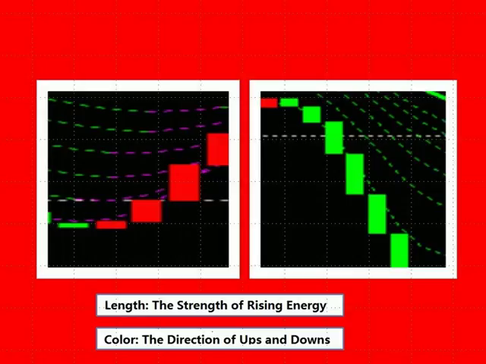So the color. The color can show the direction of ups and downs, because this one does not show you the price, just the direction. Okay, so if you see the red candlestick means the direction is up, the trend is up. If you see the green candlestick, the green candlestick means the downtrend. Then if you see the candlestick is larger and larger, it means the falling power is strong, okay?